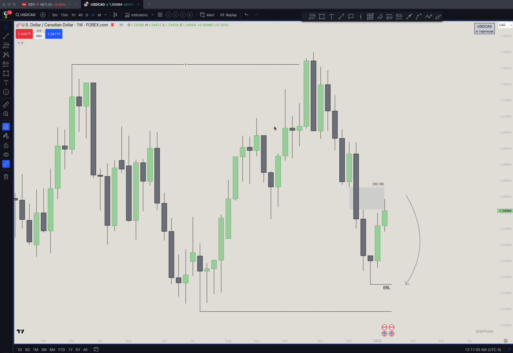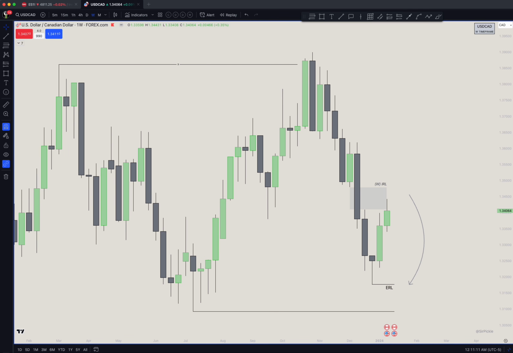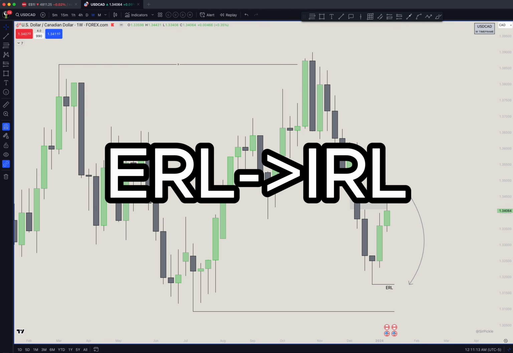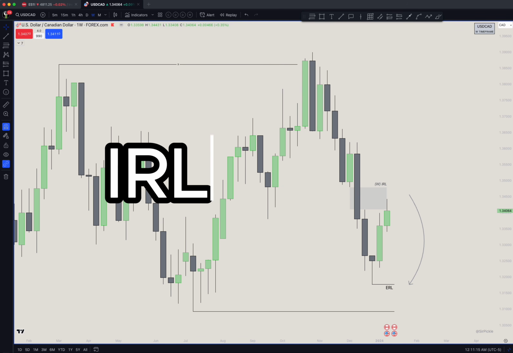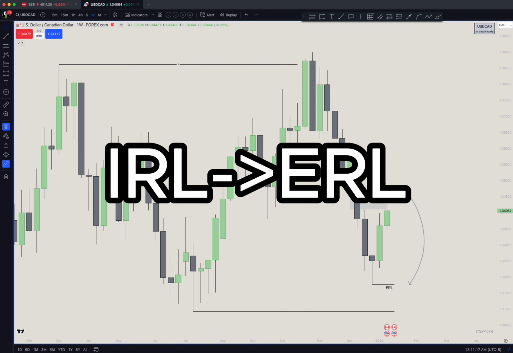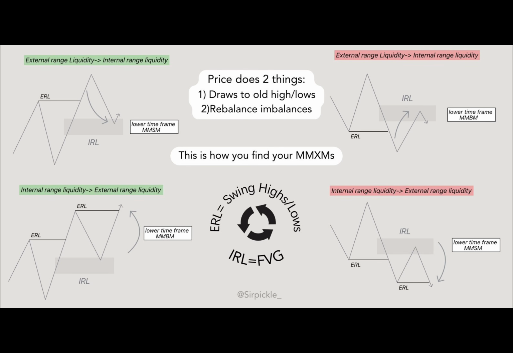As always, I'm going to look for higher time frame context. Now, what does that mean? For me, that's simply ERL to IRL or IRL to ERL. If you don't know what that is, IRL is internal range liquidity. It is a fair value gap or an efficiency. ERL stands for external range liquidity, which is simply a swing high or swing low.